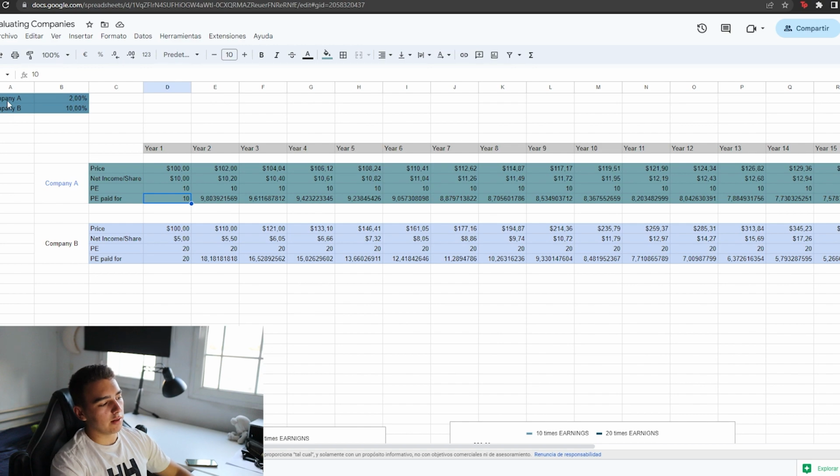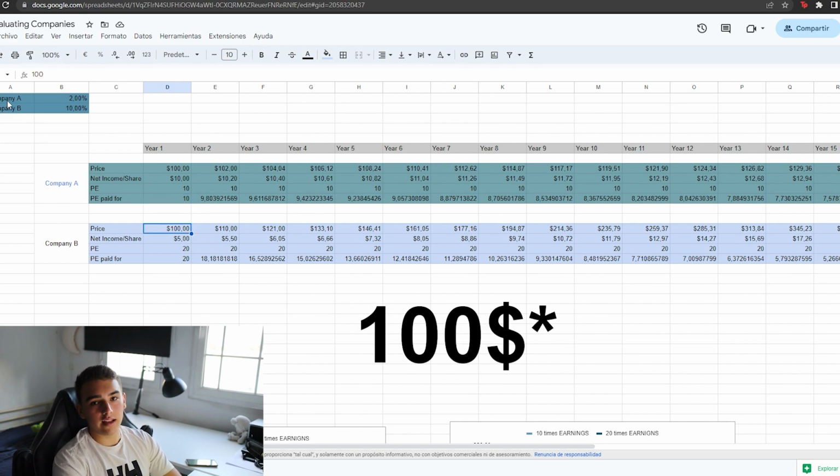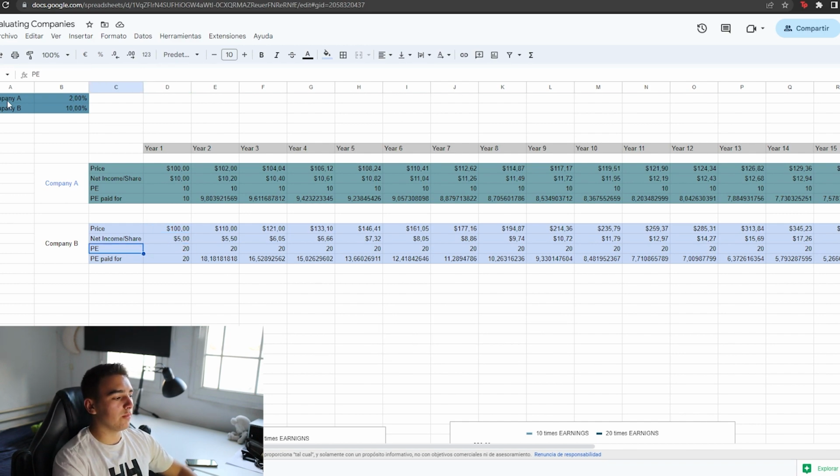And then for company B, we get that the price is $100, but it's only making $5 a year. So we would have to be theoretically waiting 20 years to get our money back, just with earnings. This is not how it actually works, but for you to get an idea. And you will have paid 20 times earnings in year 1 because there has been still no growth.